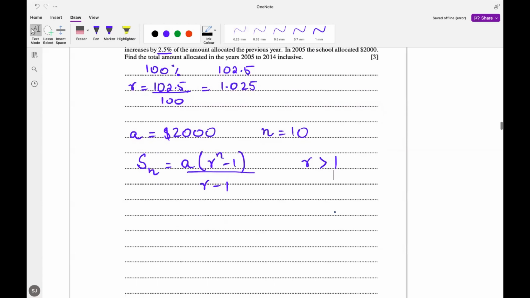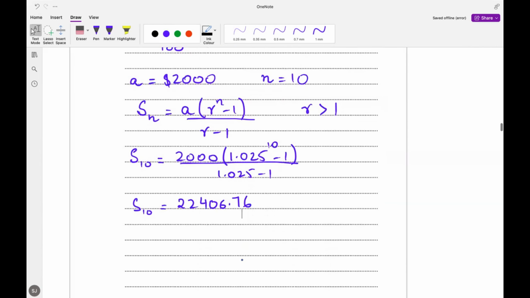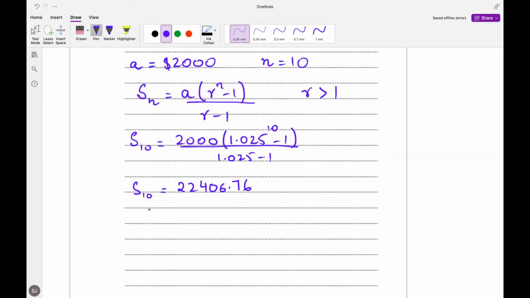Now, substituting the values of a and r into the equation, the sum for the 10 terms, or the 10 years, will be 2000 times 1.025 to the power 10 minus 1, divided by 1.025 minus 1. The calculator will give us the value 22406.76. However, we need to remember that in A levels, all the answers must be given to three significant figures. So the final answer will be 22400, and that will be the final answer.